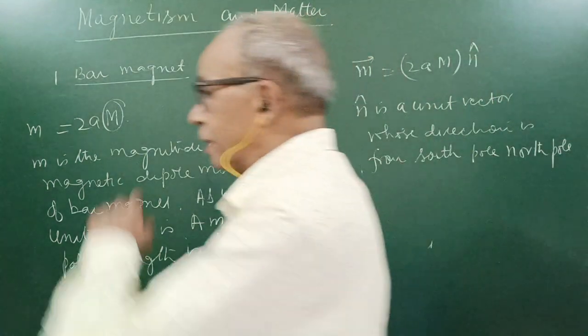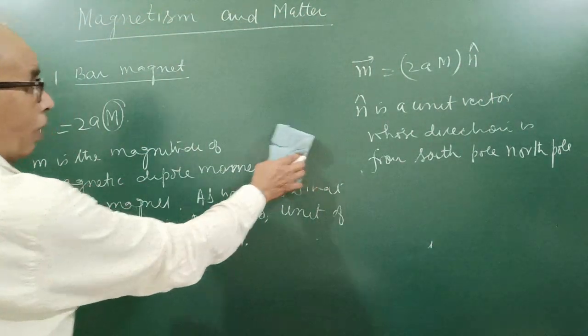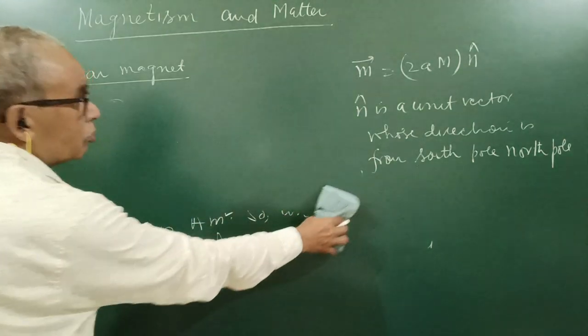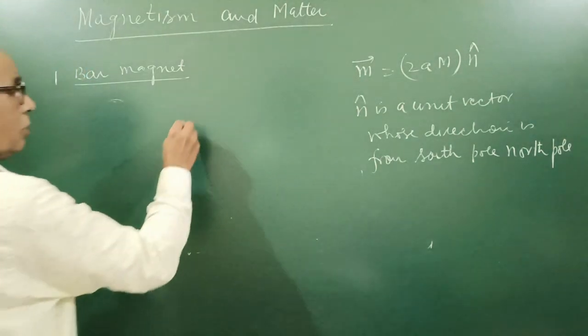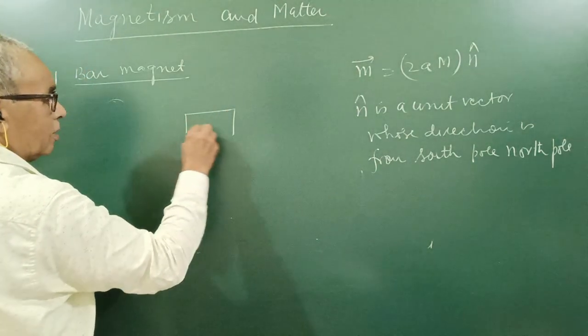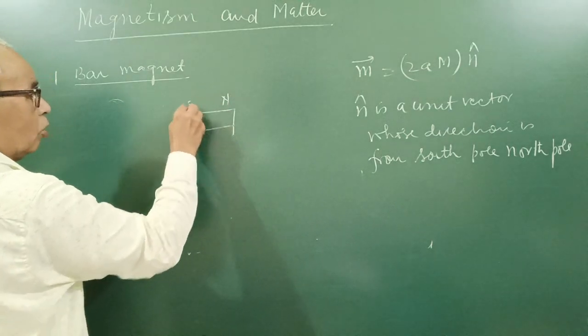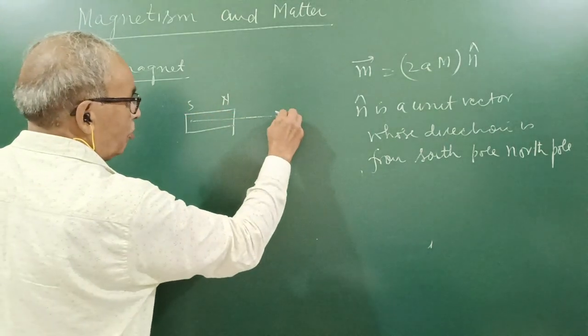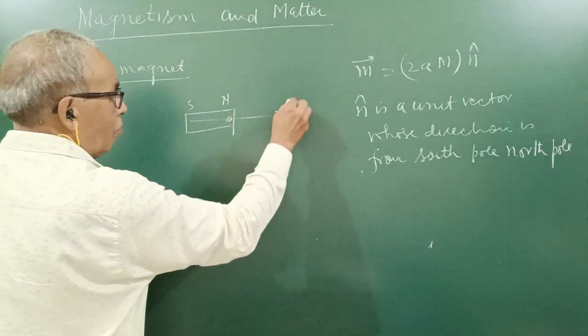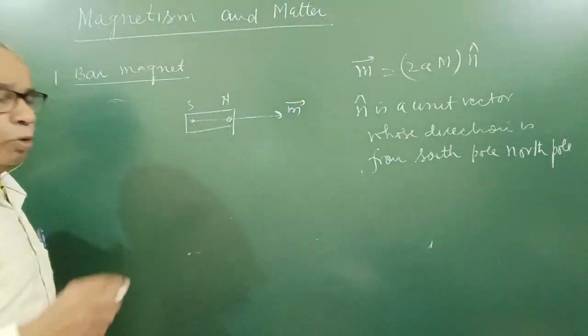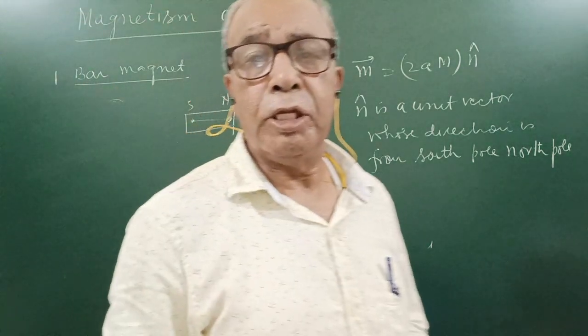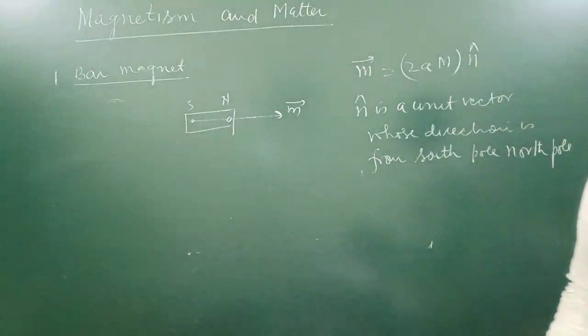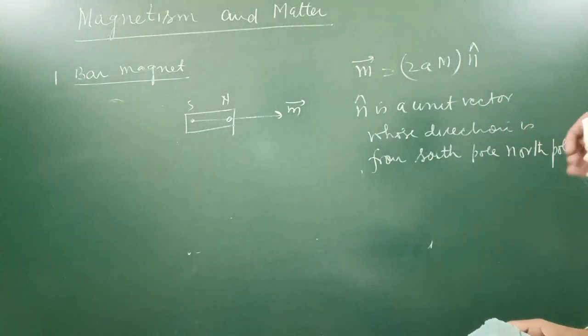Direction of magnetic moment M is from south to north. Means if this is a bar magnet, north pole this way, south pole here, so M will be this way. Vector M from south to north. This is important here. Actually, these properties of magnet are very important, dear students.